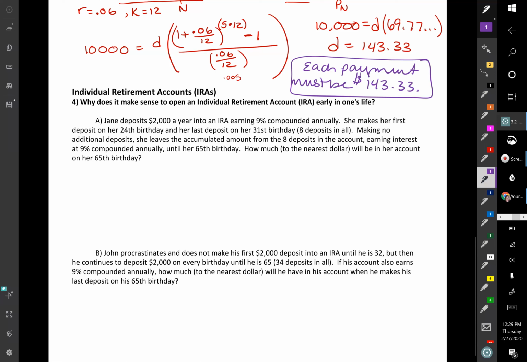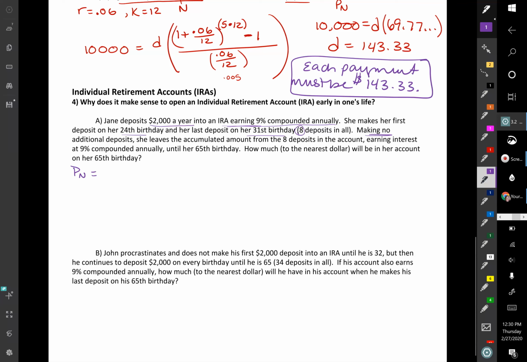So this woman here, Jane, deposits $2,000 a year into an IRA, earning 9% compounded annually. She makes her first deposit on her 24th birthday and her last deposit on her 31st birthday. So that's 8 altogether. So it's over 8 years. K is 1, so the total number of compounding is the same. Making no additional deposits. So that's part 1. Now we have part 2. Whatever she makes here, we're going to find a P sub n for that, for part 1.